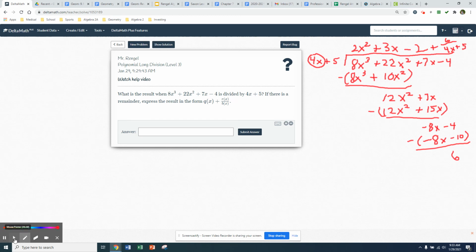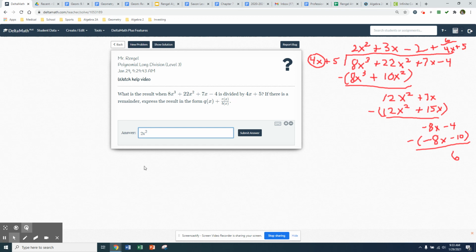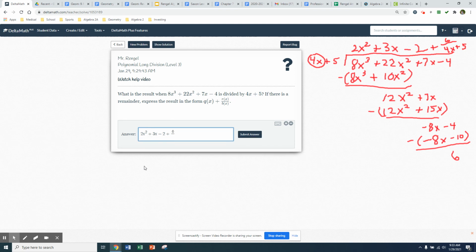Now we're ready to type in our answer into Delta Math. And here's how we would do that. You hit 2x, shift 6 to get your power, 2x squared, plus 3x minus 2 plus 6. And then to make 6 into a fraction, hit your fraction, your backslash right next to shift. And then we'll put in our 4x plus 5. So there would be our remainder, 6 over 4x plus 5.